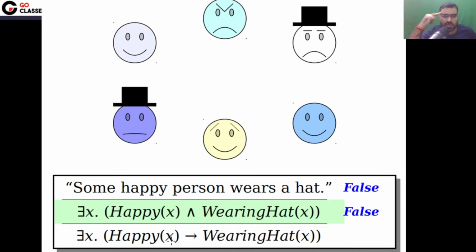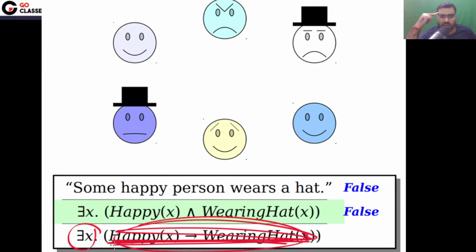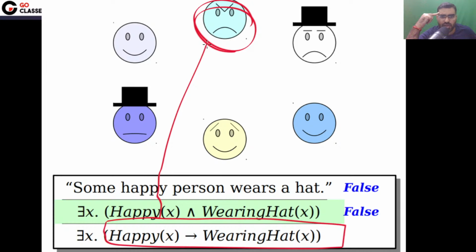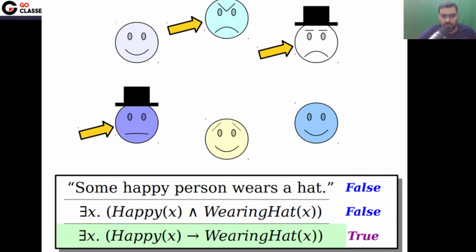What about this last statement? This is saying that for someone this must be true. Look at this person. For this person this will be true, do you agree? Because he is not happy. False implies anything is true. For this value of x, happy is false, and false implies anything is true. So you can clearly see that this will be true.